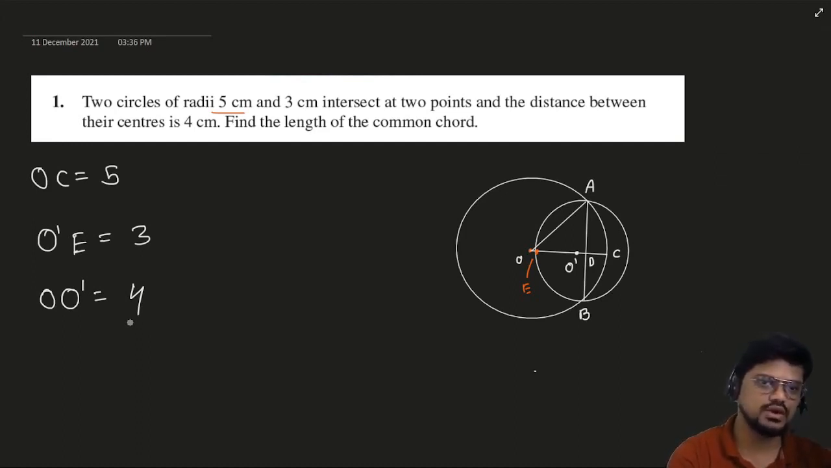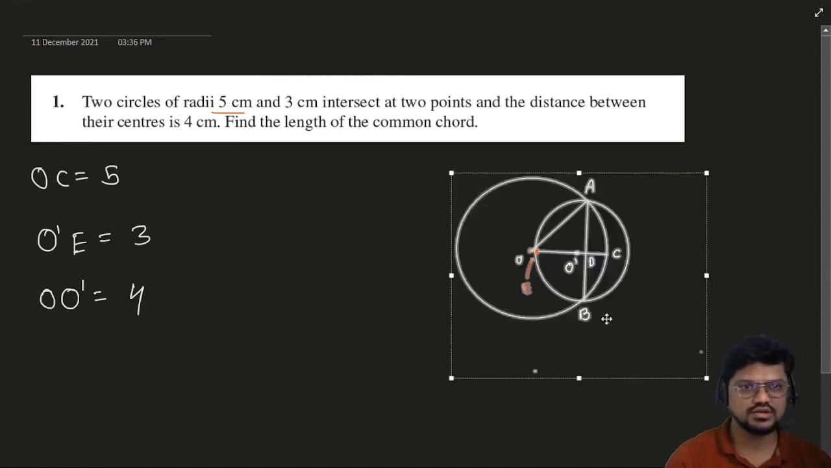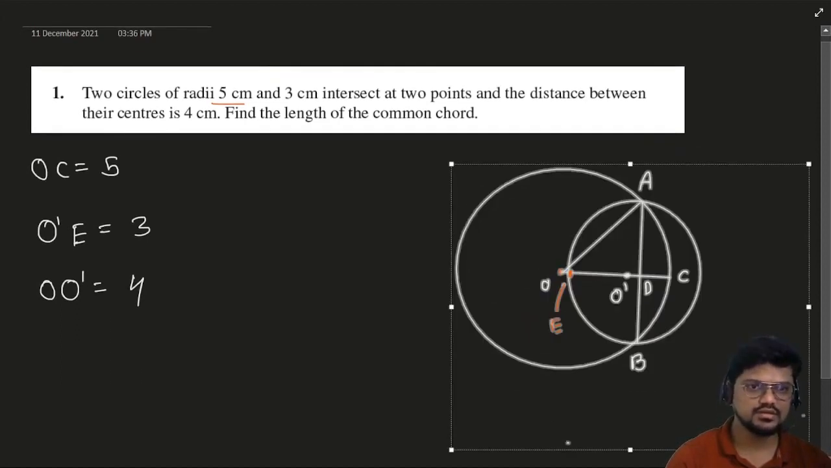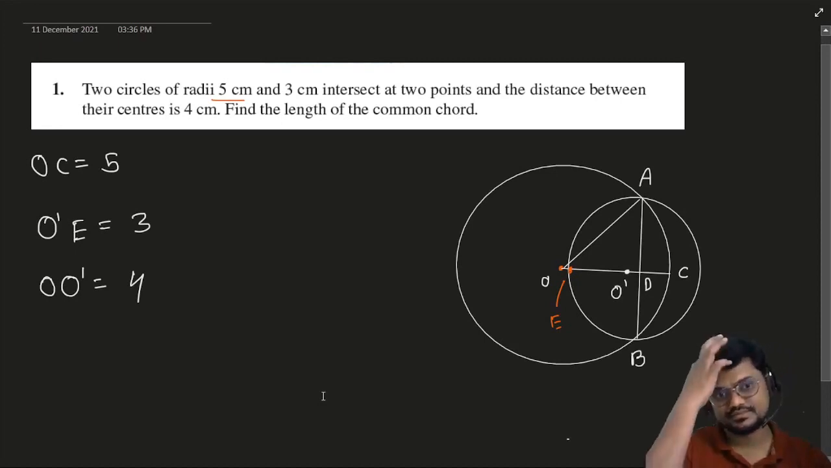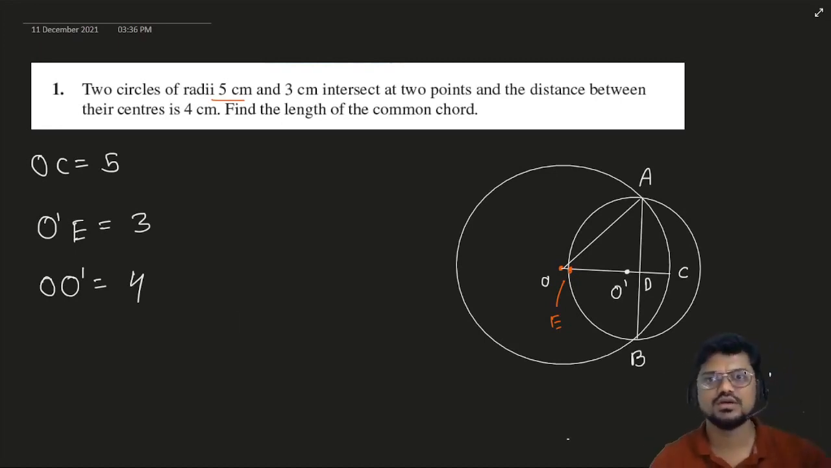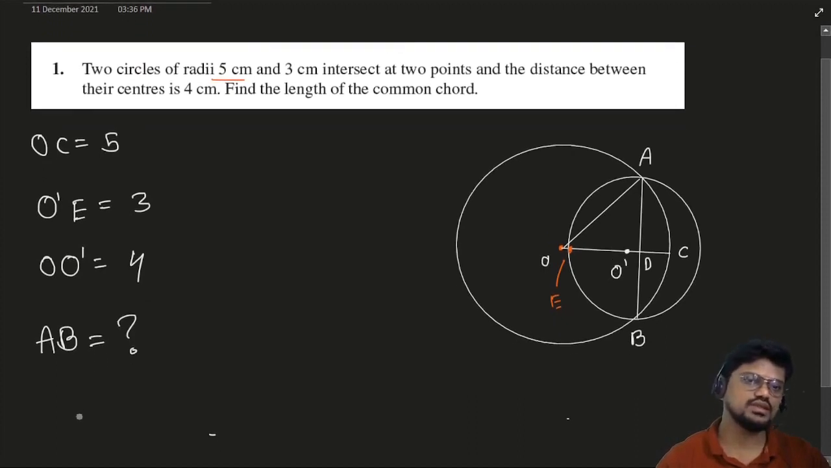Find the length of the common chord. This common chord length they are asking. Everyone has understood the diagram properly? Yes, sir. Okay, fine. Now what is required? The length of the common chord, so AB is required. Now, how will you find the value of AB?